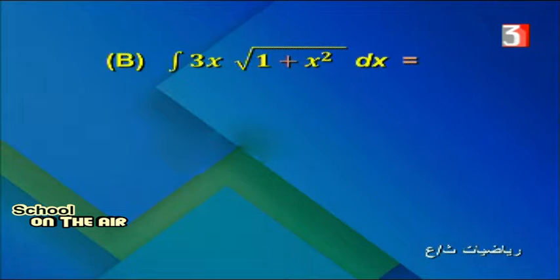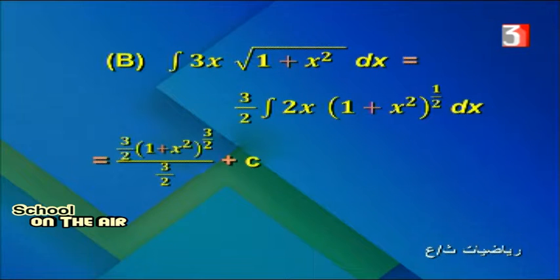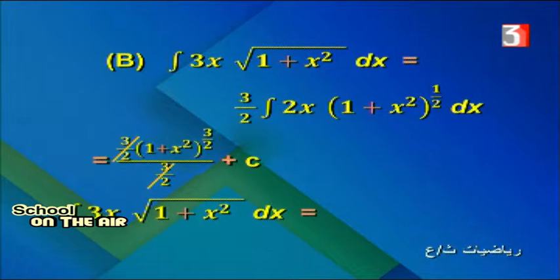B. Integration of 3x multiplied by root of 1 plus x power 2 dx equals 3 over 2 integration of 2x times 1 plus x power 2 all power half dx. Now we have the bracket 1 plus x power 2 and the derivative of the bracket which equals 2x, and the integration of the product of two functions. Then 3 over 2 multiplied by 1 plus x power 2 all power half plus 1, which equals 3 over 2, divided by 3 over 2, plus the constant c. Then the integration of 3x multiplied by root 1 plus x power 2 dx equals 1 plus x power 2 all power 3 over 2 plus c.